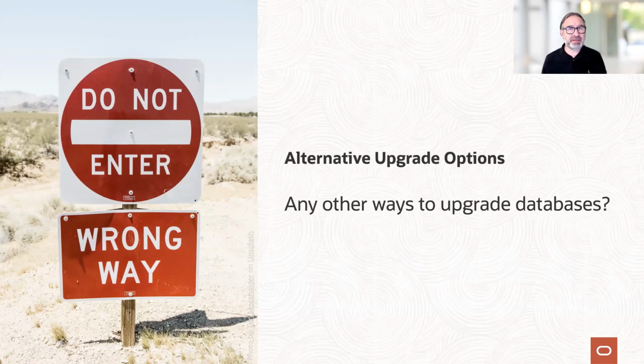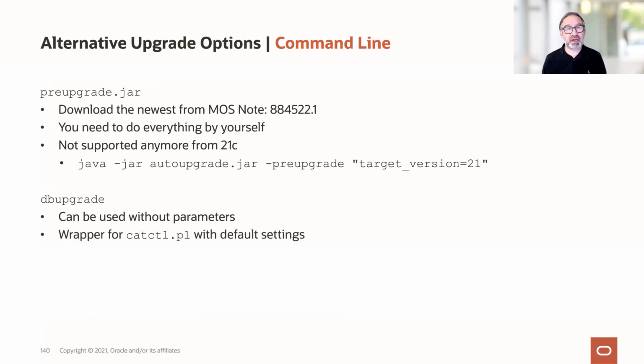There may be rare cases where you can rely on a command line upgrade. So command line upgrade means you download preupgrade.jar from MOS note 884522.1 and you execute it. Preupgrade.jar will check your database and create pre and post fixup scripts, but you have to execute everything yourself. In 21c, preupgrade.jar is not available anymore. Then you generate, in case you need the output, with AutoUpgrade -mode create_pre-upgrade target version, and it generates the correct output then. After you did the pre-steps, you run dbupgrade on the command line, which is a wrapper for catctl.pl and runs everywhere in your environment.